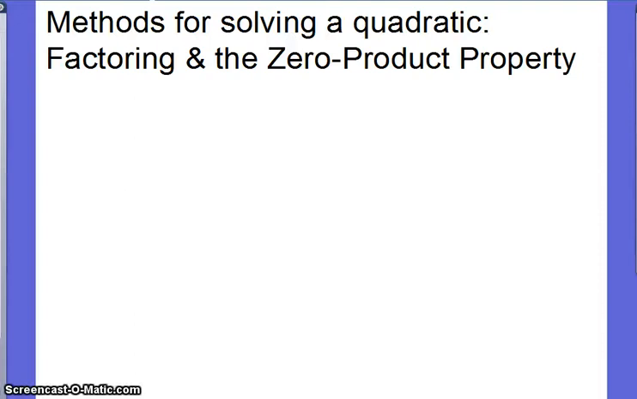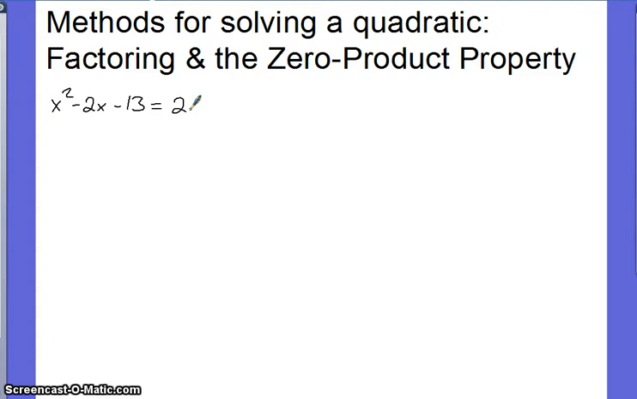Welcome to this lesson on methods for solving a quadratic. Today's method that we're going to go through is factoring and the zero product property. So let's take a look at a quadratic. Say I have this quadratic: x squared minus 2x minus 13 equals 2. So I've been given this quadratic.